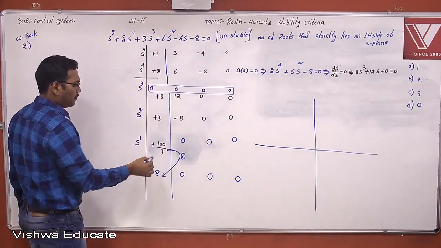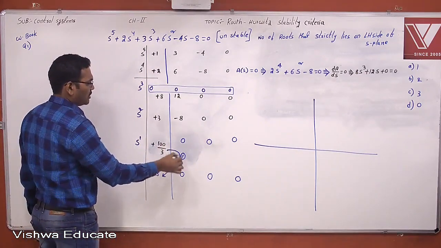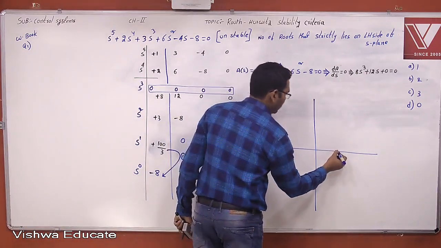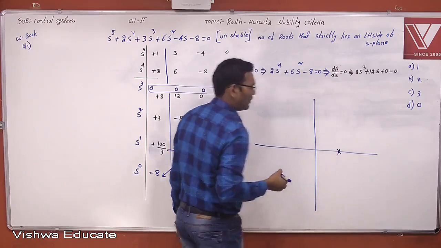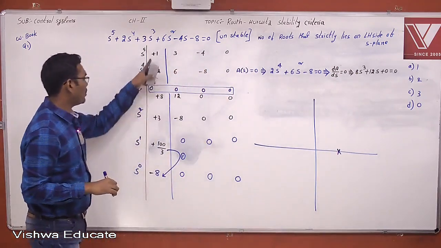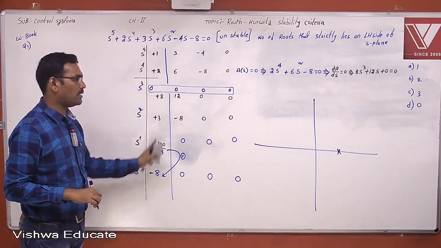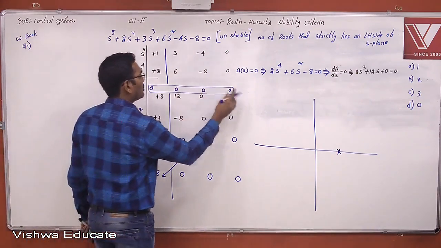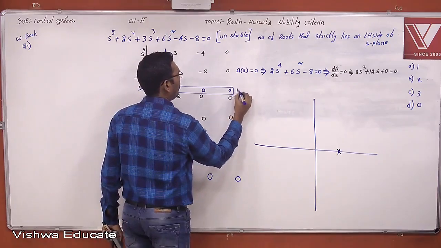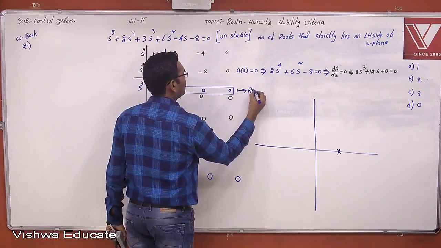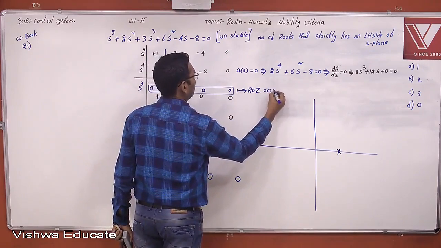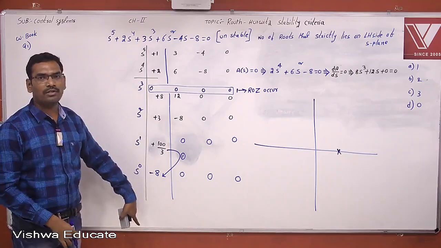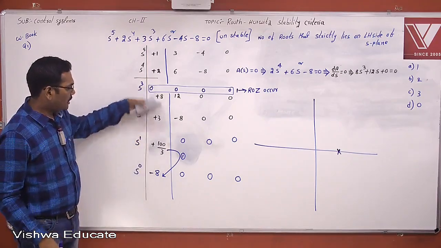Therefore, now see here, one sign change means the system is unstable. Therefore, one pole is on the right hand side of the S plane first. You put that one sign change: positive, positive, positive, positive, positive, then this is negative, one sign change. And one more thing also: a row of zeros occurs one time, and this sign change is below the row of zeros.